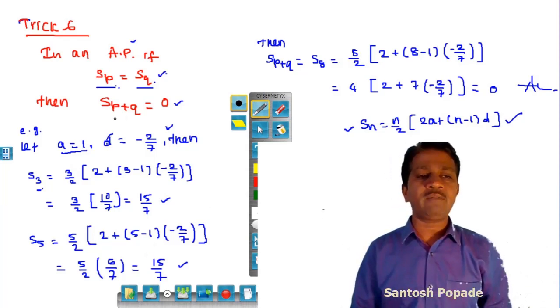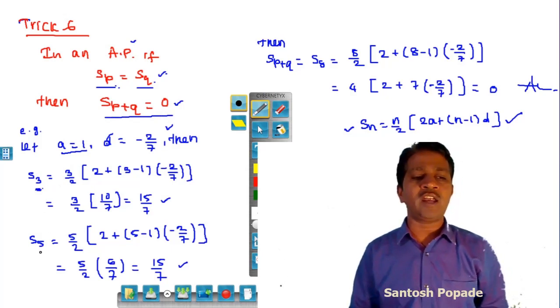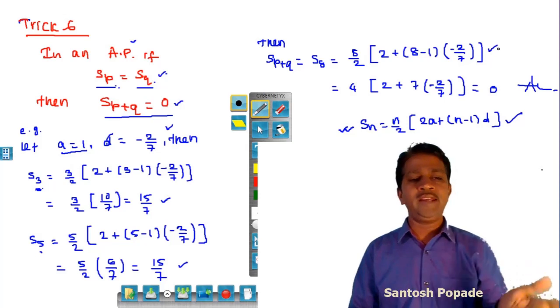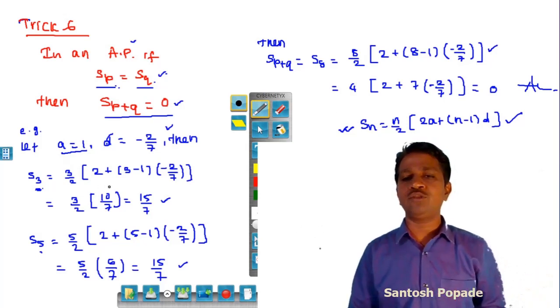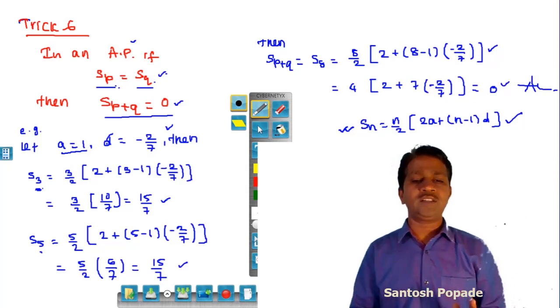Now let us check whether SP plus Q comes to be 0. Now in this case, P is 3 and Q is 5. So SP plus Q means S8. Again, using the same formula, I have calculated S8 here by putting n equals to 8. A is 1 and D is minus 2 by 7. I have calculated and it comes to be 0. So this trick works here also.